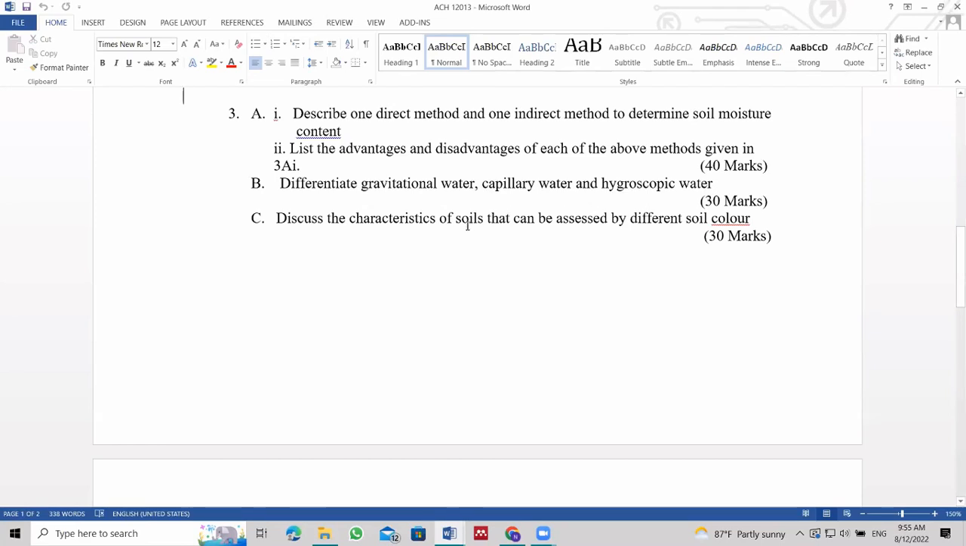Then discuss the characteristics of soils that can be assessed by different soil colors. So using soil color, what aspects can be assessed? What aspects can be assessed using soil color? Organic matter content. Then what else?